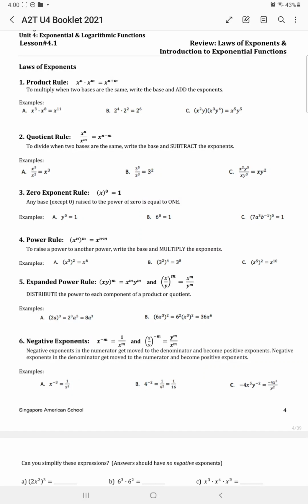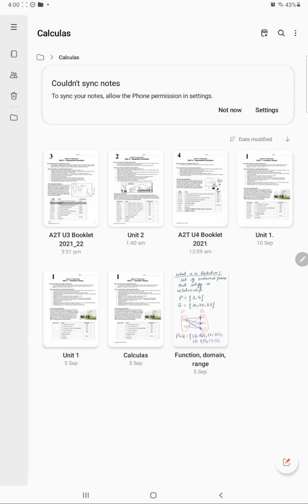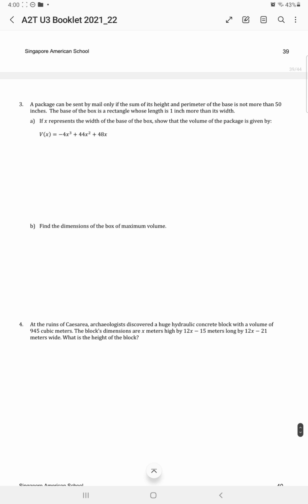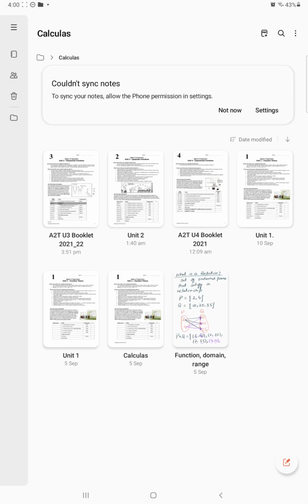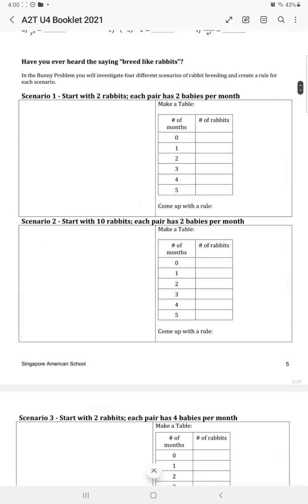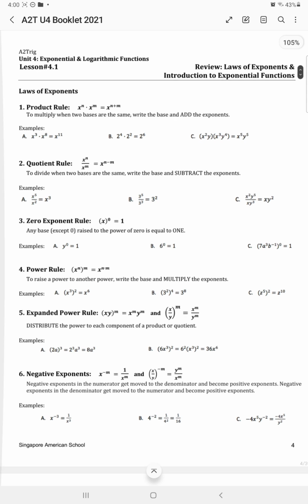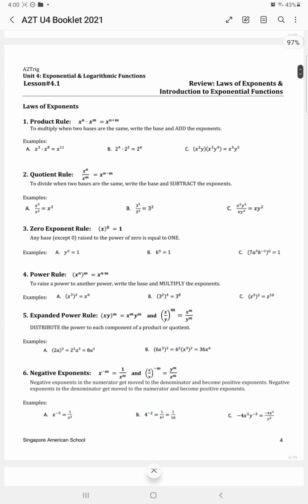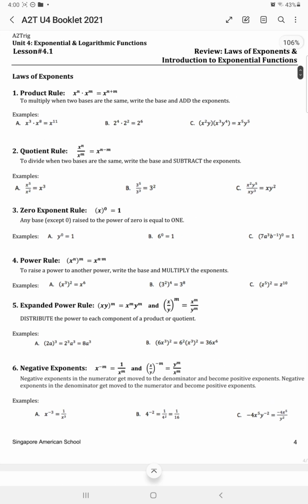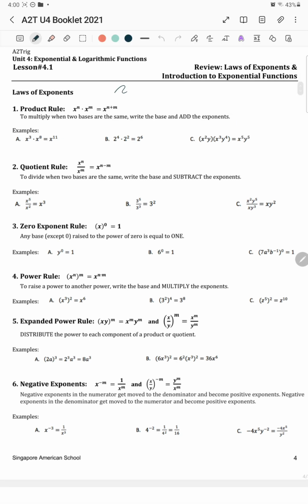Introduction to exponential functions and laws of exponents. So what are the laws of exponents, and what is an exponent basically? Exponent is the power. So for example, I have x to the power 2, so 2 is called the exponent. So this is the exponent.